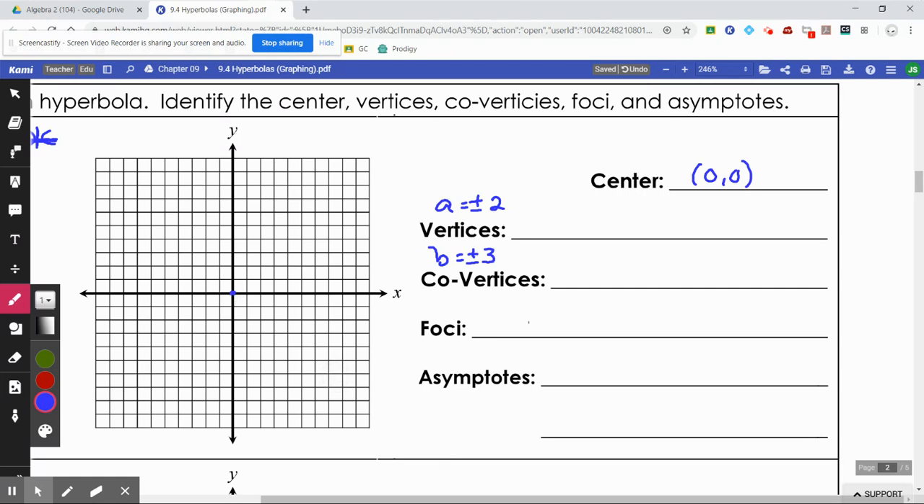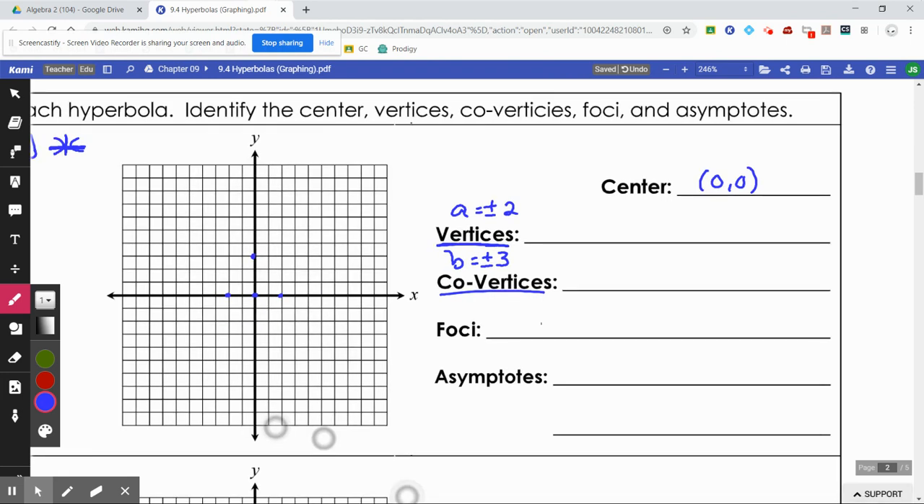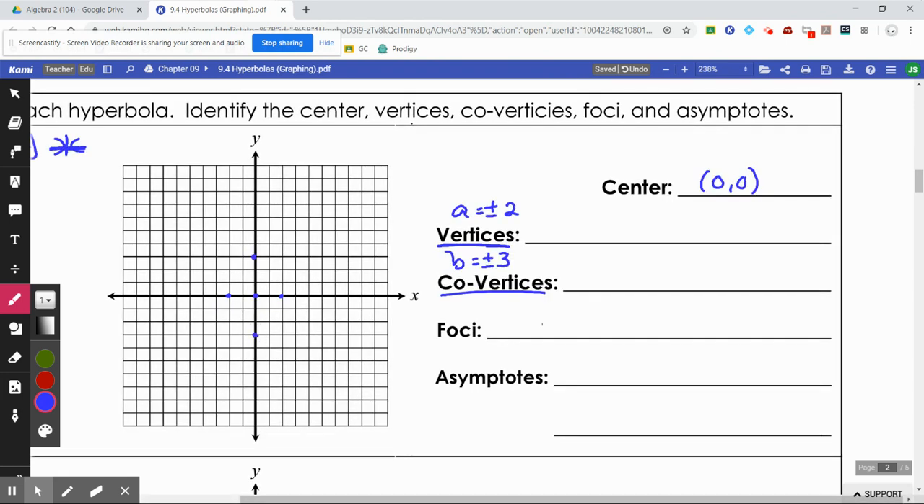And we'll go ahead and use our vertices and co-vertices next. Vertices are actually on the hyperbola. So this thing's going to go right 2 and left 2, and this is because it's horizontal. So your hyperbola is going to look something like here and here. It's going to be in those two areas. Next, we're going to list our co-vertices. From our center, we're going to go up 3 and down 3, and there's going to be your co-vertices.